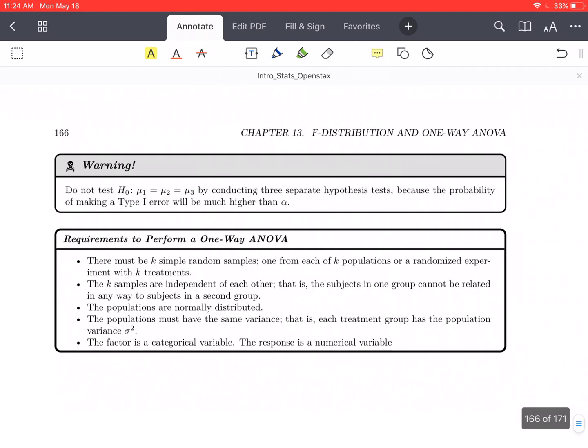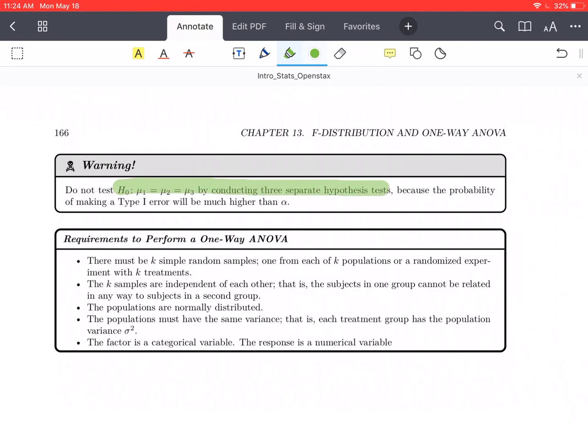Now, like I mentioned, we don't want to be performing multiple hypothesis tests here because that's not only ineffective in terms of our time, it's also very ineffective in terms of our possibility of making an error. The probability of making a type 1 error is actually much higher if you run multiple hypothesis tests on this one condition. So this test is actually going to be more accurate than doing that.